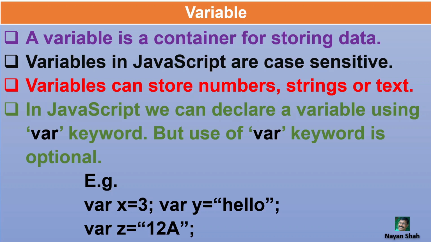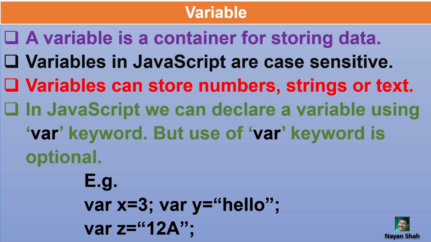So remember that. In JavaScript, we can declare a variable using the keyword var. But again, remember, the use of the var keyword is totally optional. So all these three examples which you see on the screen, variable x is equal to 3, variable y is equal to hello, variable z is equal to 12a.